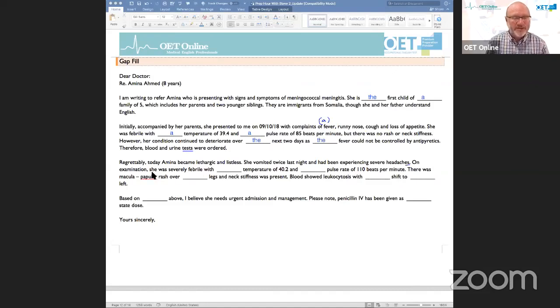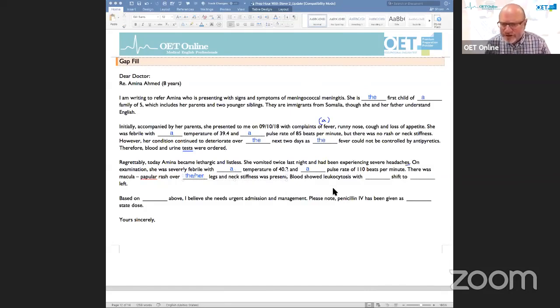Zero article. On examination, she was severely febrile with a temperature. It's a new temperature, with a temperature of 42, and we saw this before. It's a new one, so a pulse rate of 110 beats per minute. There was macular papular rash over the legs, and neck stiffness was present. You could also say her legs, because it's a female in this case.